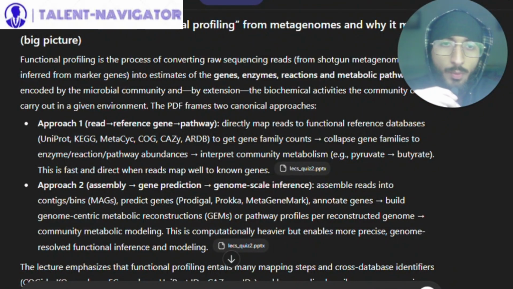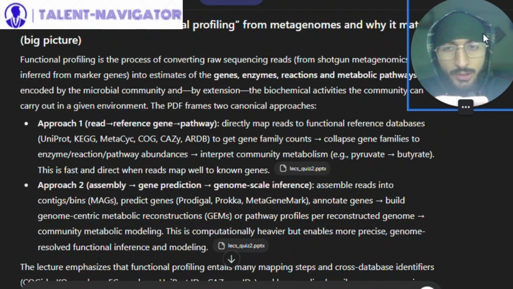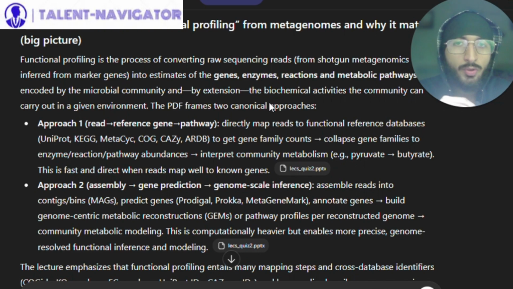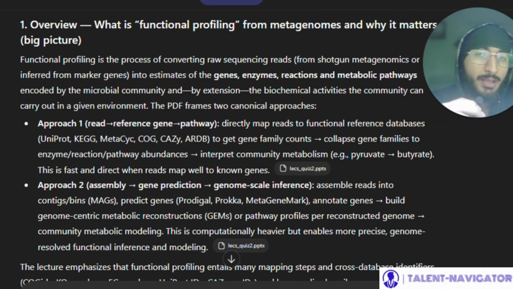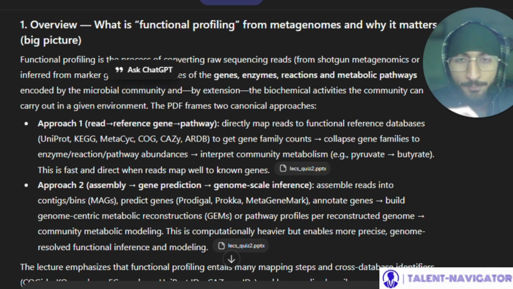Right, so now discussing what is functional profiling, and I'll be discussing some questions and their answers as well. So, what is functional profiling in metagenomics and why does it matter? It's the process of converting raw sequencing reads from shotgun metagenomics, or inferred from marker genes, into estimates of the genes, enzymes, reactions, and metabolic pathways encoded by the microbial community, and by extension, the biochemical activities the community can carry out in a given environment.